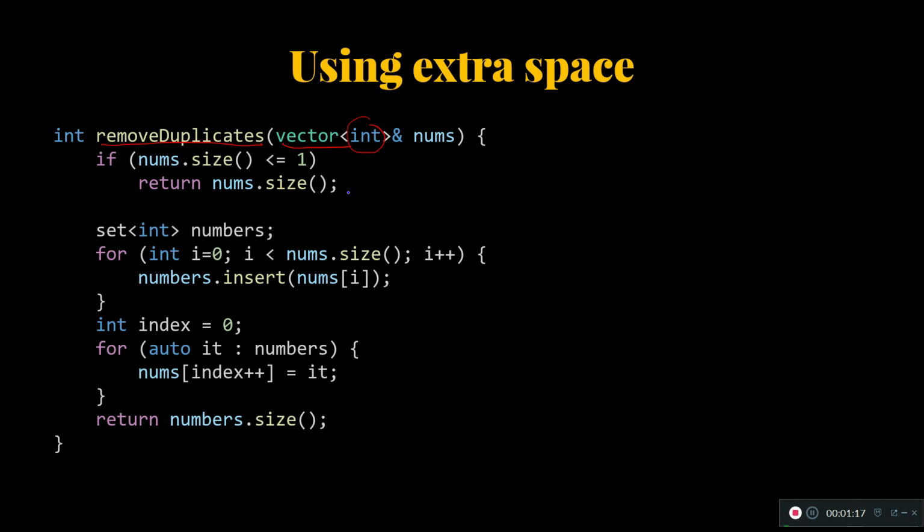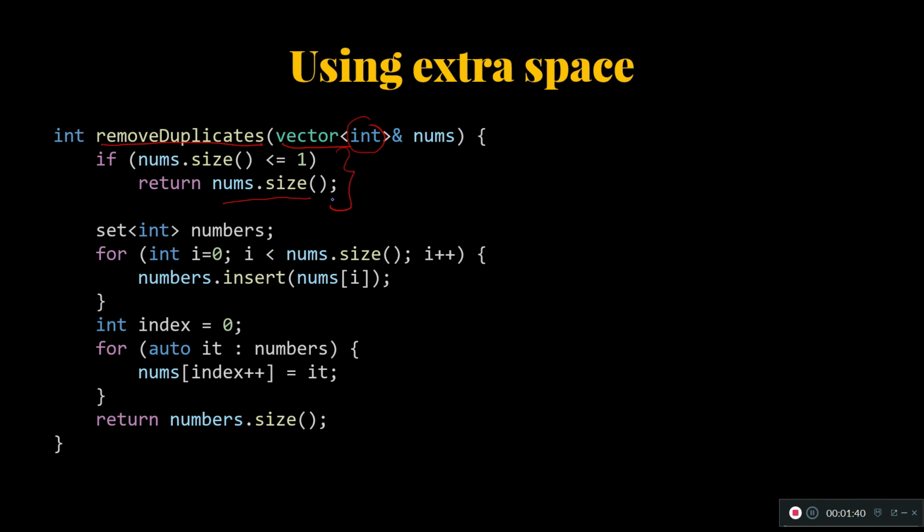So what is the most trivial case? The most trivial case is if the size of the vector is less than or equal to 1, in which case we directly return the array without any modification, right? Since only one element, or less than one element, cannot have duplicates. So how do we do it?